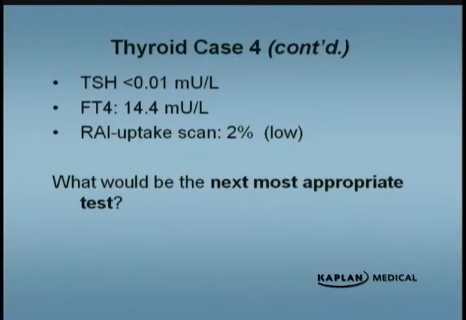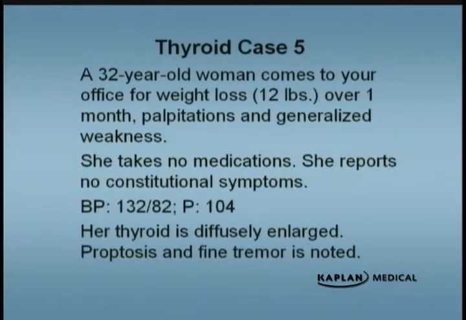So the next appropriate test here would be thyroglobulin. If this is exogenous, the thyroglobulin levels here would be low despite the elevated free T4. So this would tell you that this is exogenous thyroid hormone. It's not endogenous. If this were endogenous, both the free T4 and the thyroglobulin levels would be elevated, both at the same time.